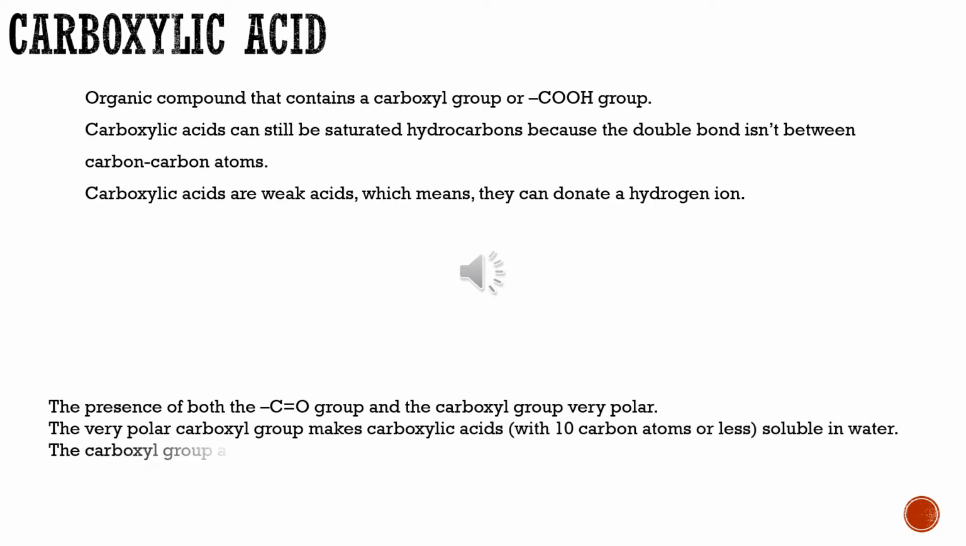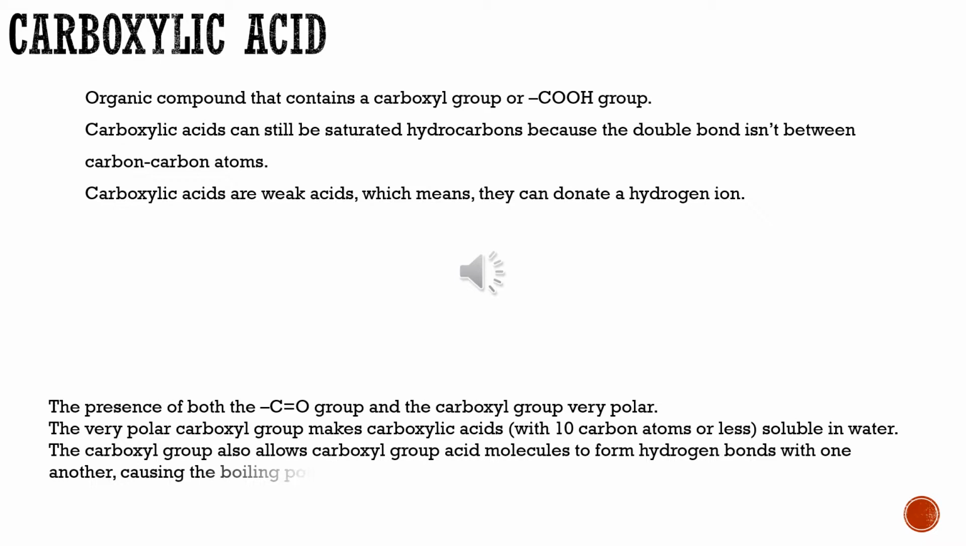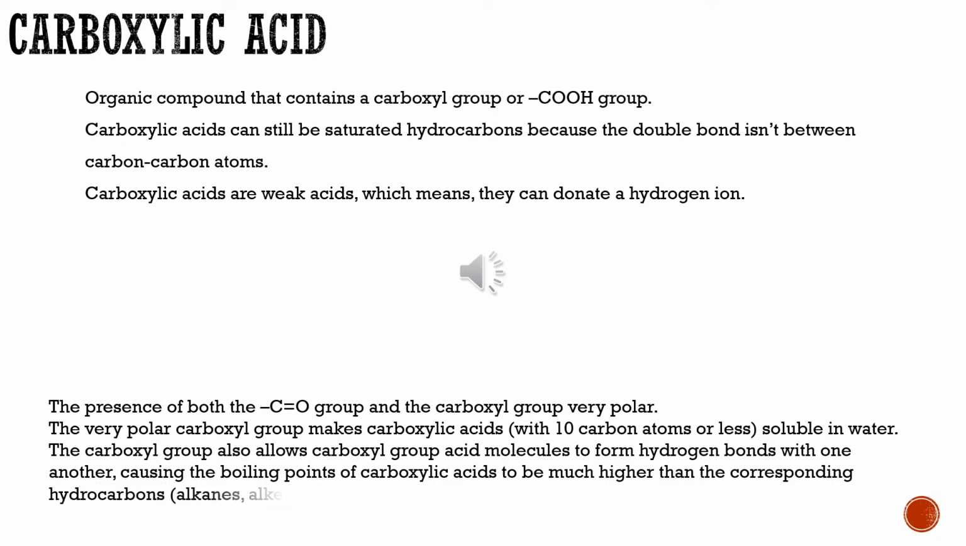The carboxyl group also allows carboxylic acid molecules to form hydrogen bonds with one another, causing the boiling points of carboxylic acids to be much higher than the corresponding hydrocarbons, which are alkanes, alkenes, or alkynes, and even alcohols. The general formula of carboxylic acid is C double bonded to O and C single bonded to OH.